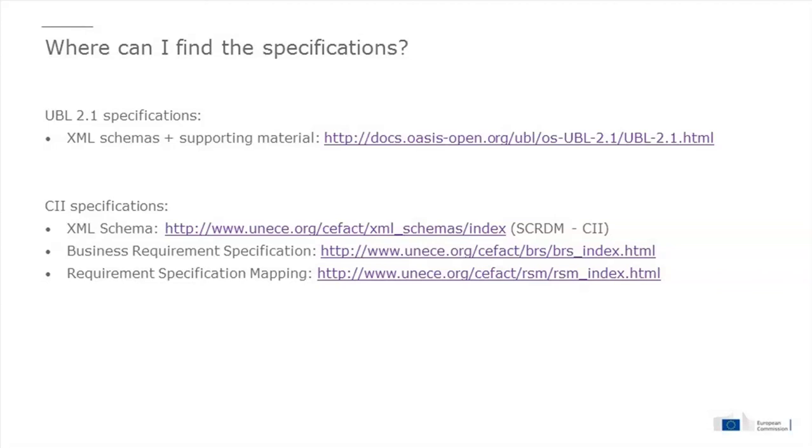For better understanding of the business requirements or the business terms level and how they are mapped to the schema, cross-industry invoice has two specifications, one called business requirement specification and one requirement specification mapping. These are two Word documents or PDF documents that give a better understanding of the semantics behind the schemas. The schemas can in some cases be quite technical in their approach.